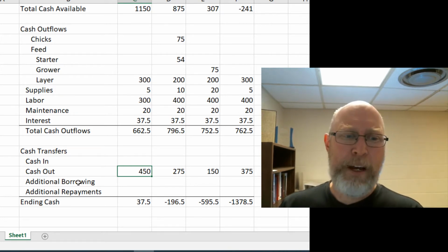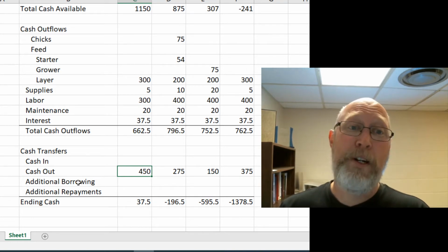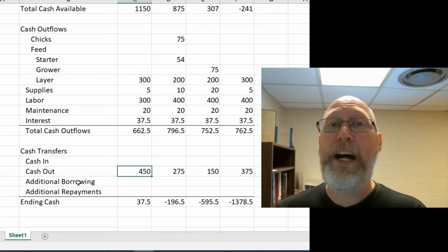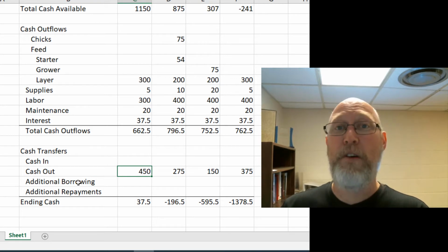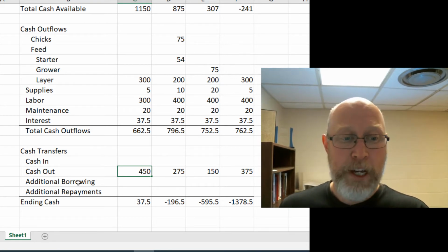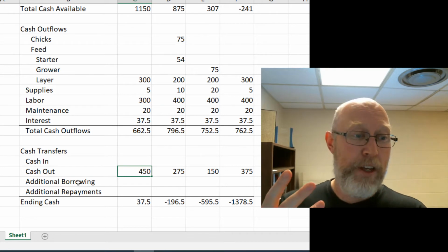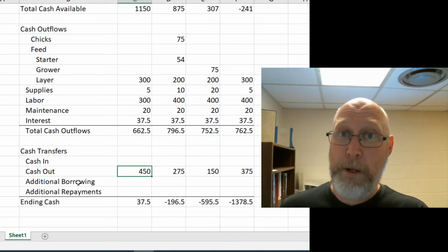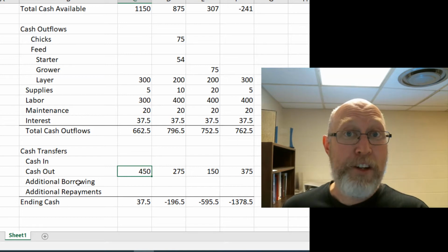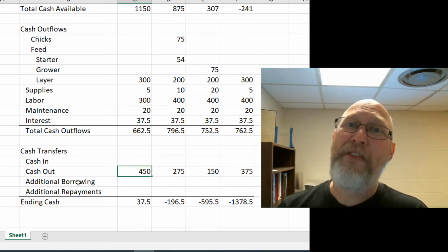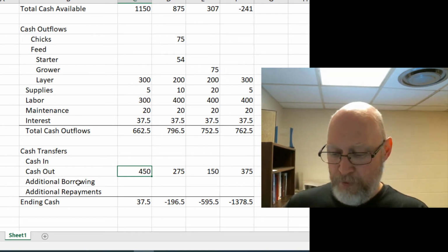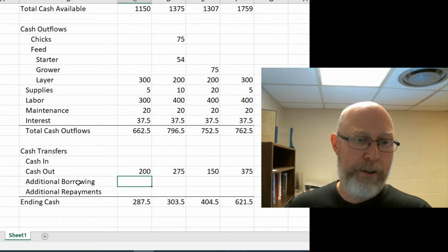For our example, I'm going to say, you know what? I want to keep 200 bucks in the account. That way I've got 200 bucks in the account if I need it or if something unexpected comes up. So I'm going to now adjust the cash in, the cash out, the additional borrowing, and the additional repayments such that I've got $200 left in the account at the end of the first quarter. So let's plug in 200 right here.